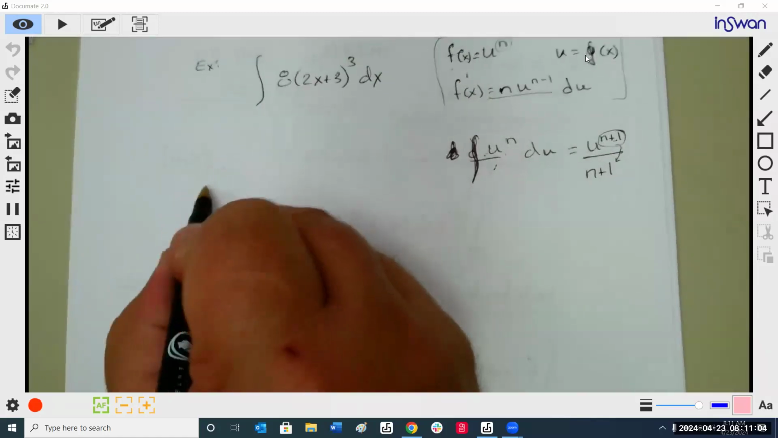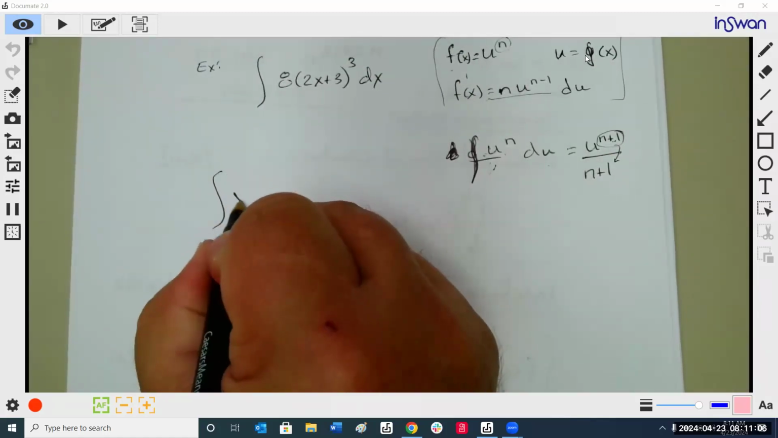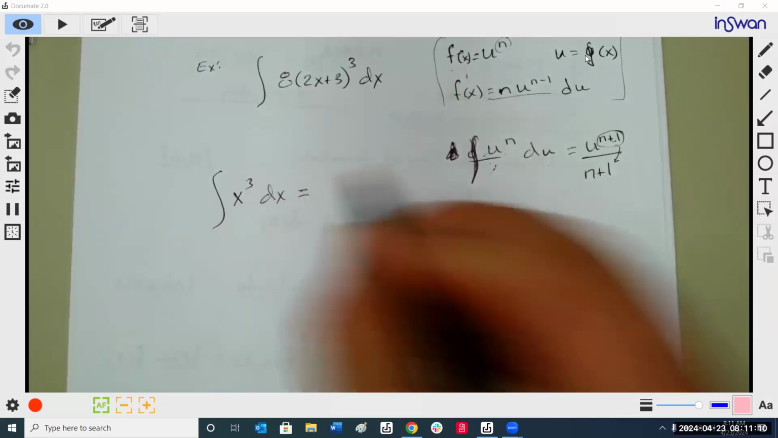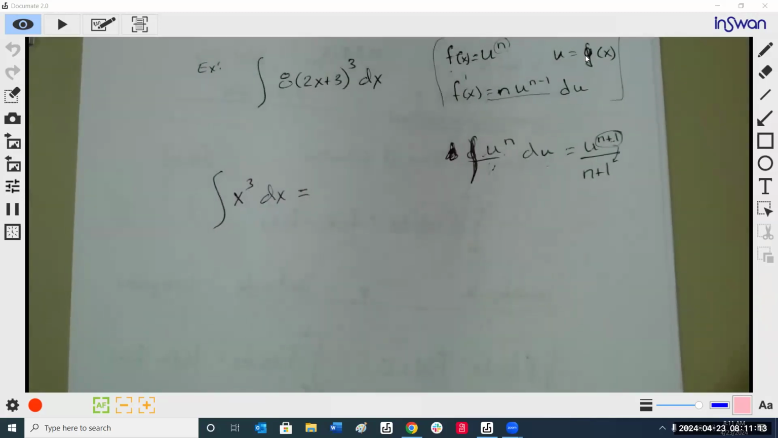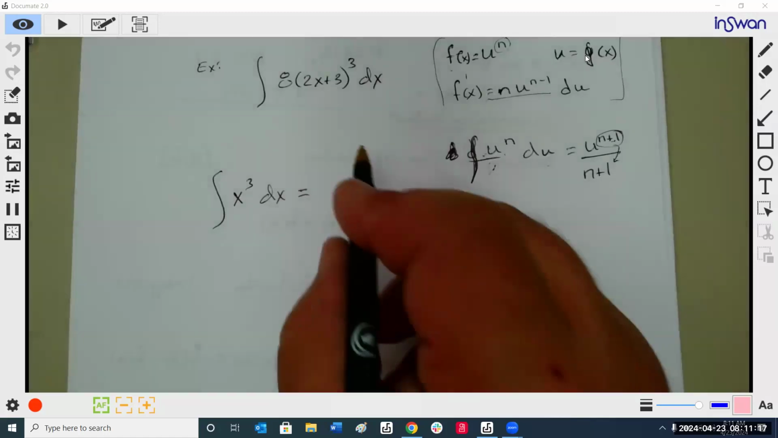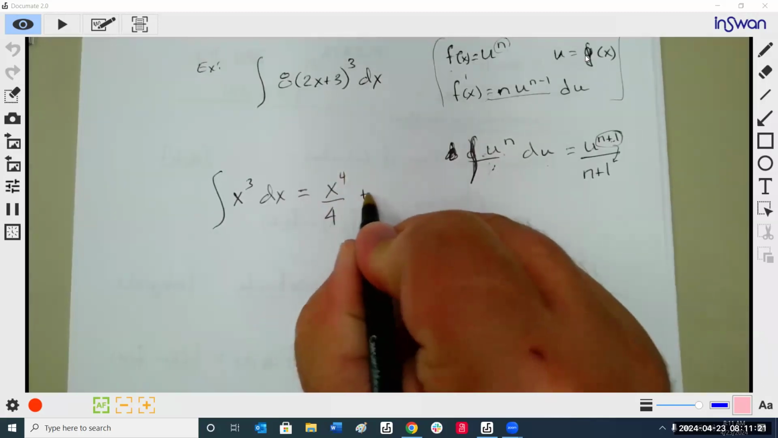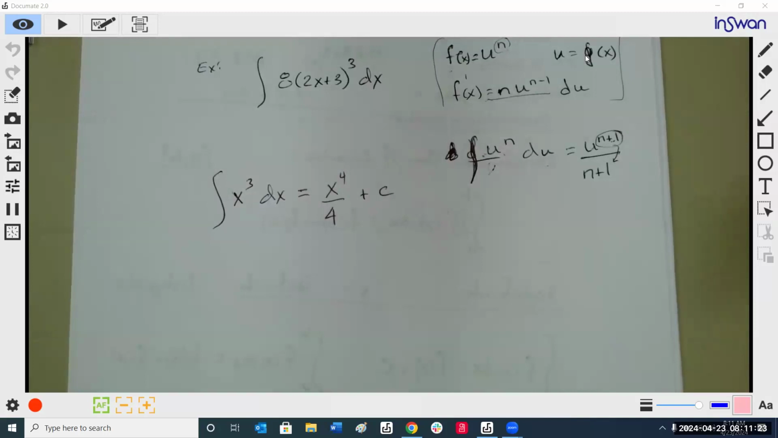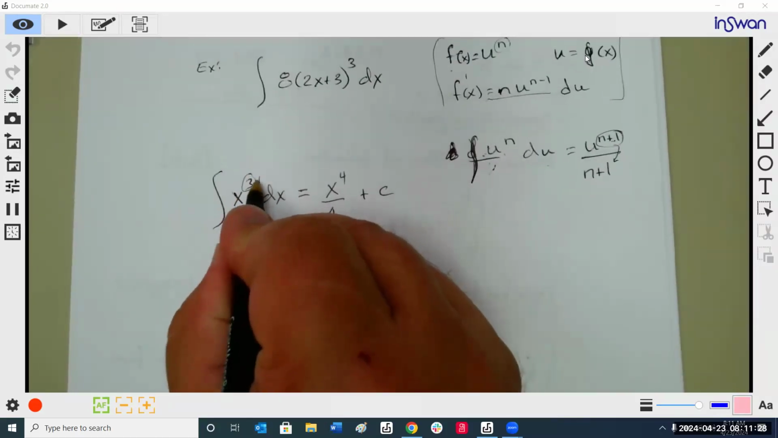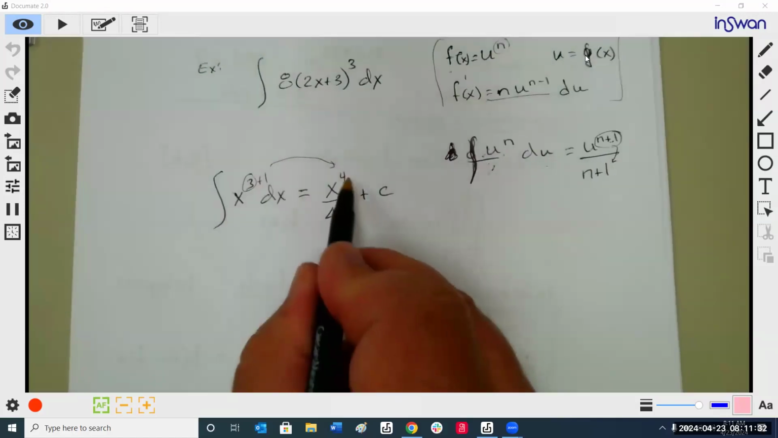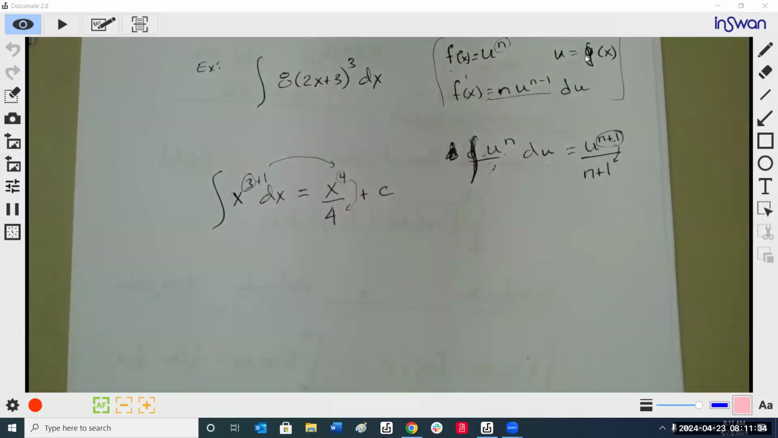So let's do an easy one first. If we had x to the third, what would the integral of that one be? Very good. Plus c, since it's an indefinite integral. Yeah, so we took the exponent, added 1 to it. That's where we got the 4. And then whatever that was goes on the bottom.